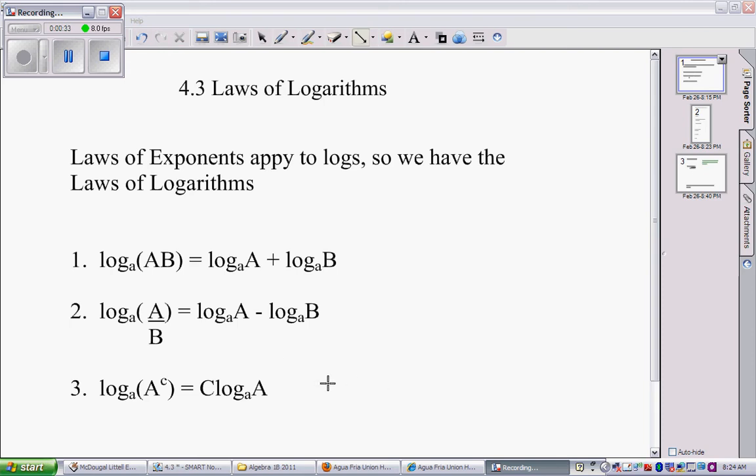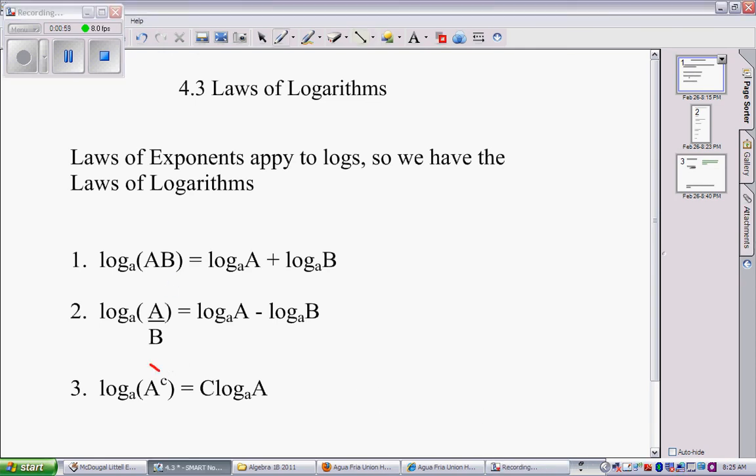Law number 2 is log base A of A over B. A divided by B, just like an exponent, when you divide, you subtract. So you split them up into log base A of A minus log base A of B. Number 3 is log base A of A to the C. We take the exponent and move it to the front to be the coefficient. So you get C times the log base A of A.